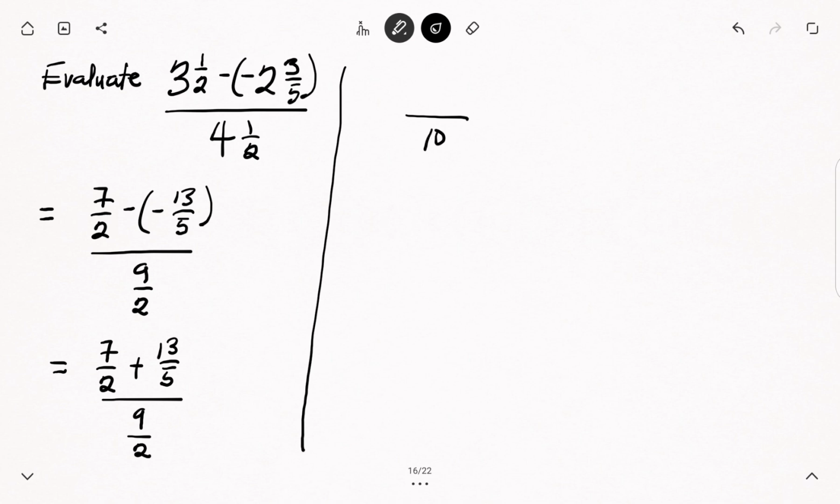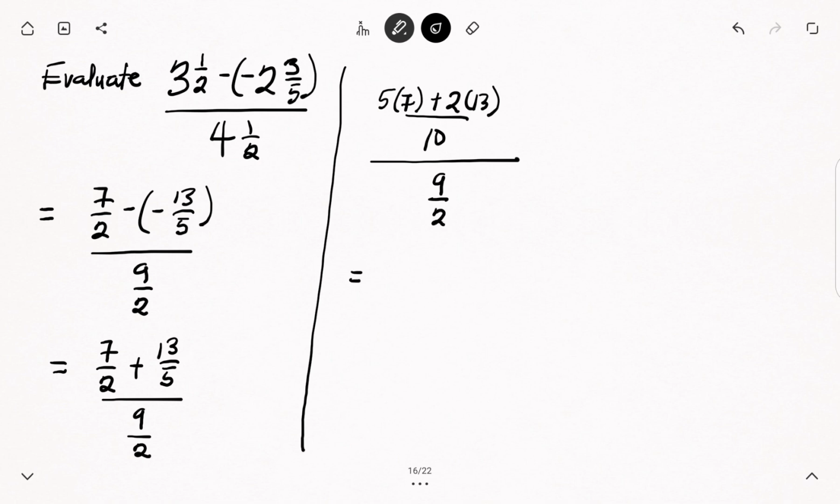2 will go into 10 5 times. That 5 will multiply the 7 at the top over here. Then plus, 5 will go into 10 2 times, and then that 2 will multiply the 13 at the top over here. All on the big division sign, then 9 over 2.